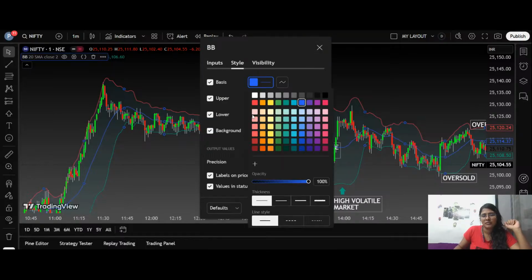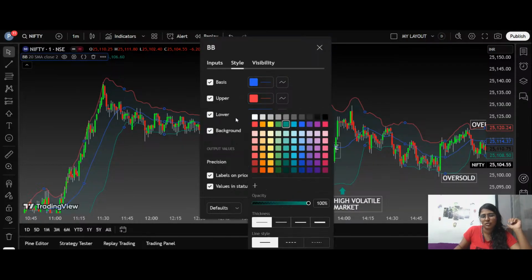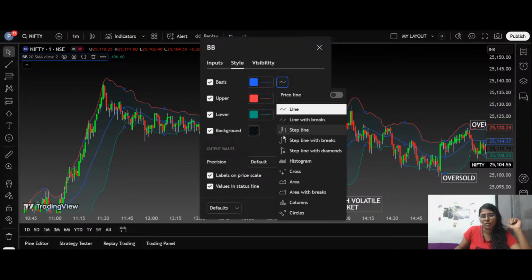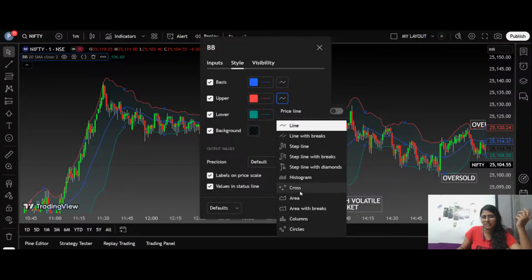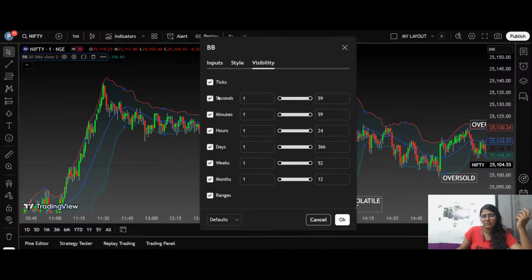This is the style. If I want to change this blue color, in the middle band, I can change it to anything. If I want to change the lower band, I can change it. If I want the line, maybe a line with breaks or a step line with breaks, I can change anything, and how this price line will look. These are the visibility settings: seconds, minutes, hours, and all.